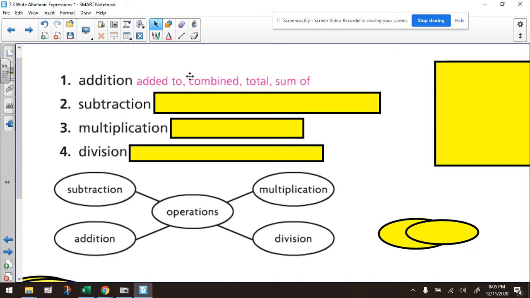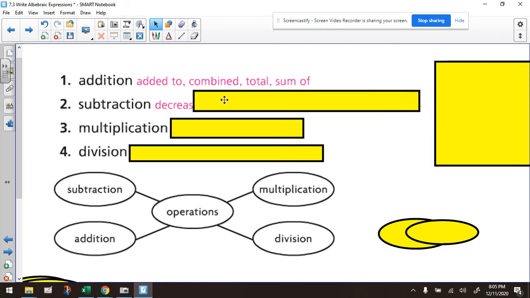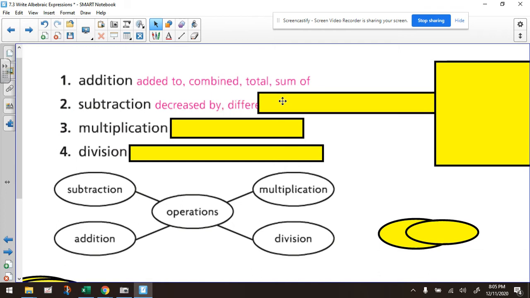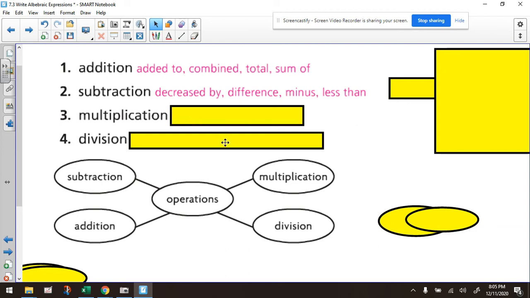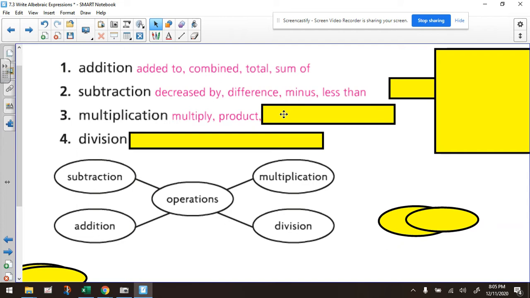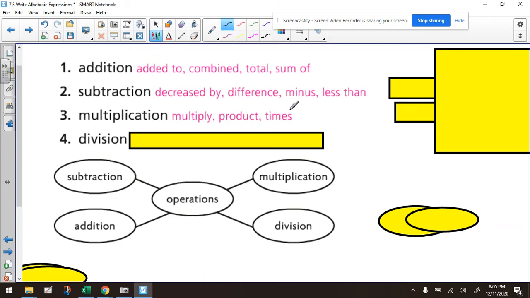How about subtraction? Can we think of any there? How about decreased by, or difference, minus, less than? Those all would suggest subtraction. Can you think of some for multiplication? How about words like multiply, product, times? Now, one that I want to throw out there also, that idea of the word double. If you ever see the word double, that usually means that you're multiplying something by 2. And if you see the word triple, that usually means you're multiplying it by 3.